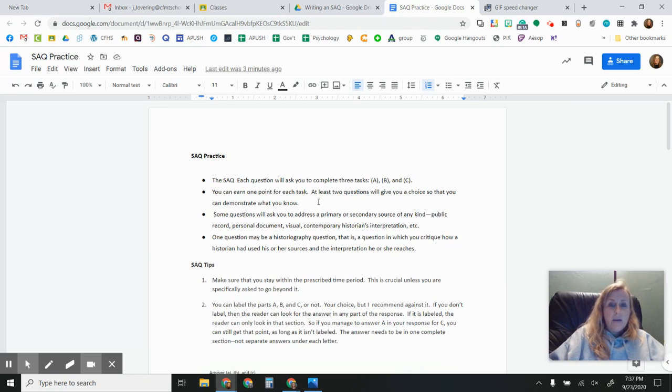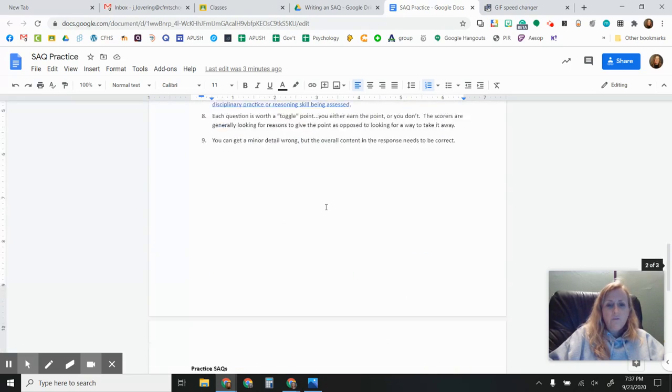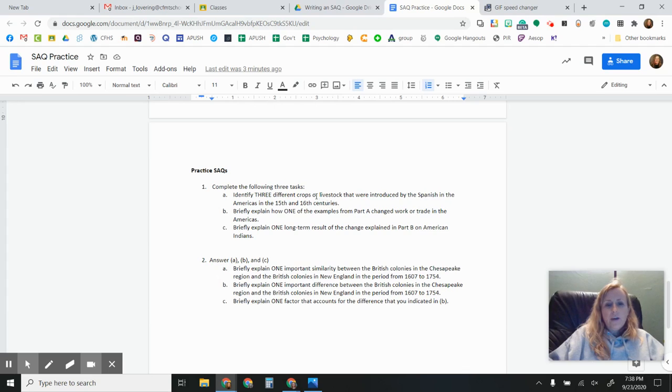I'm going to jump down to the bottom of this page so that you can see what one looks like. Here are some practice ones. Complete the 3 following tasks. Identify 3 crops or livestock that were introduced by the Spanish. Briefly explain how one of the examples changed work or trade. Briefly explain one long-term result of the change explained in B. It's straight up content. The other example asks for one important similarity between the British colonies and the Chesapeake, one important difference, and one factor that accounts for the differences. I think all of you could probably answer that one pretty easily.